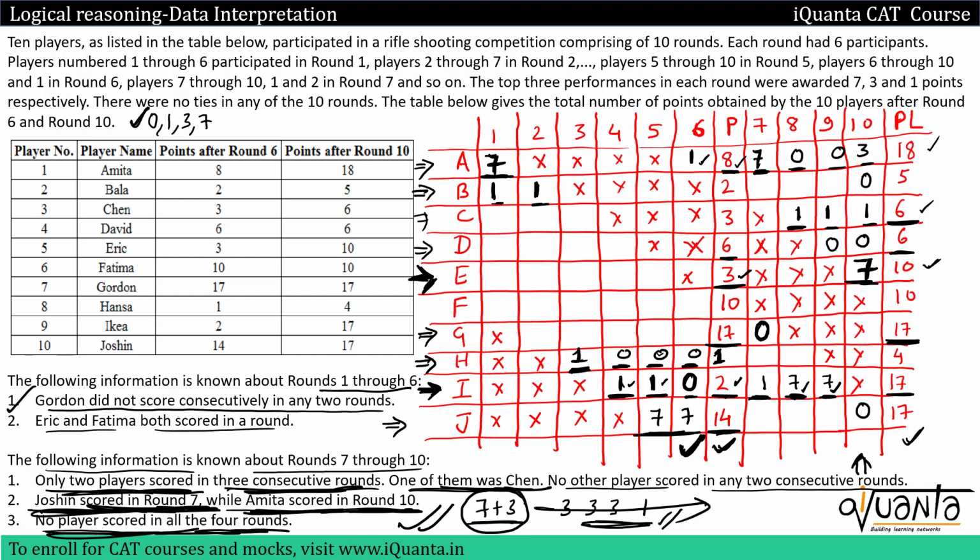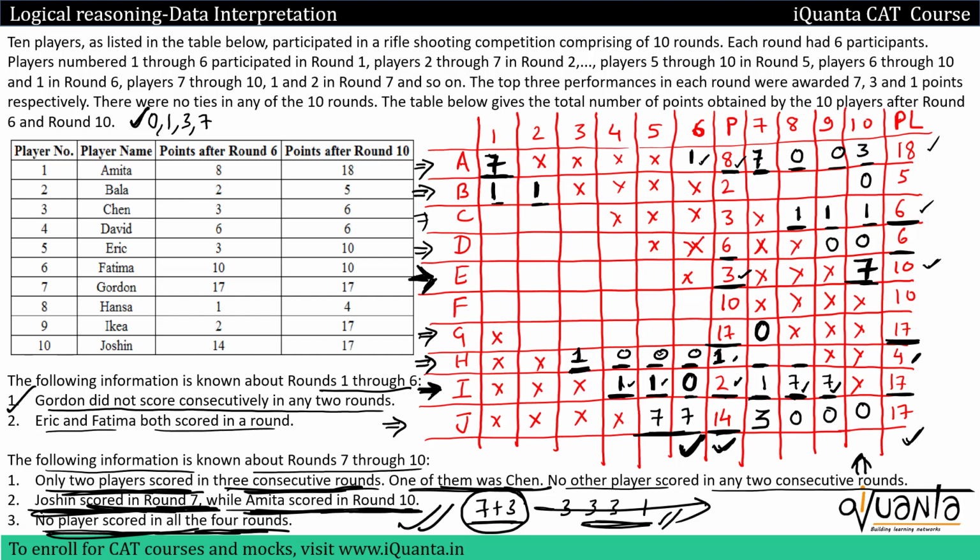So he is only scoring in round 7. So we'll put 3 over here, because 14 plus 3 we have to make it 17. All other points will be 0. Now if we talk about H, H was having 1 point till round 6 but 4 points till round 10. That means after round 6 he will score 3 more points, and he can score those 3 points only in round 7 and 8. So where can we give 3 points to H in round 7, 8?